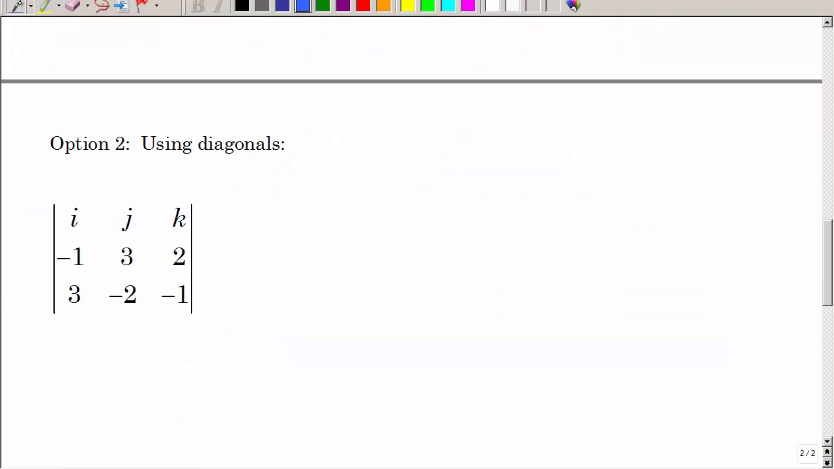So option 2 is using diagonals. The first thing we're going to do is recopy the first column, then the second column. Leave yourself some space, and try to line them up because we're going to be using the diagonals. You have to be really careful.